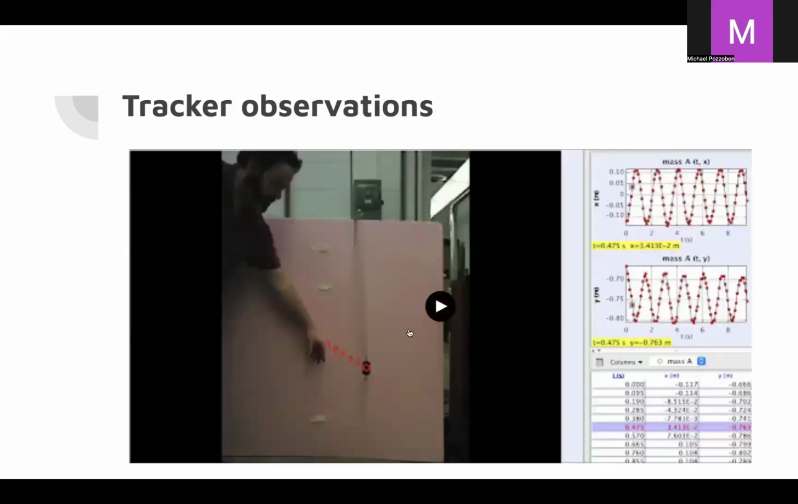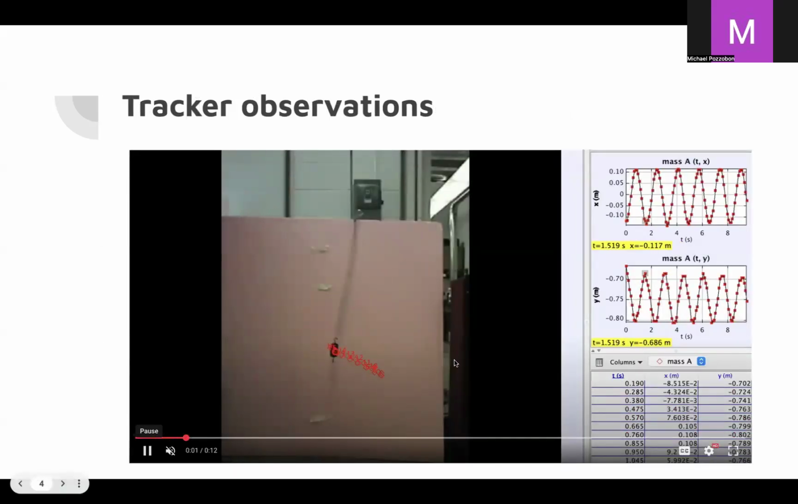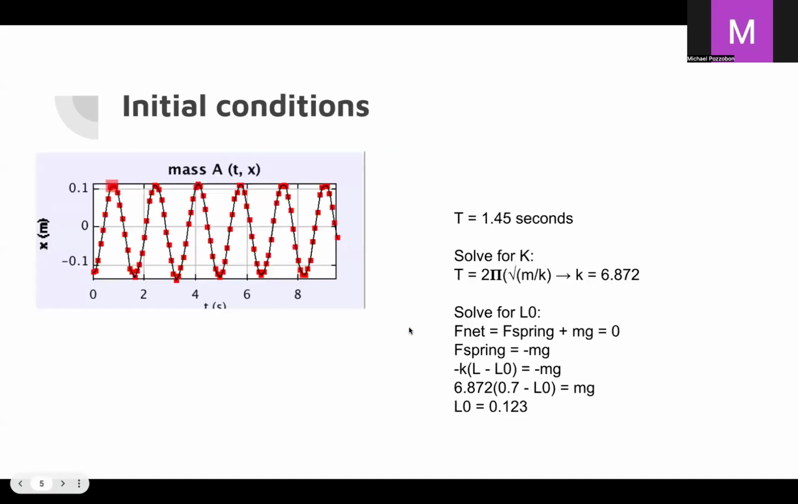Our Tracker observations were made through this video, which I feel like a lot of people did. Press the middle and track and got data of our X and Y position for this oscillating spring. The initial conditions using Tracker were T equals 1.45 seconds. Then we solved for K, which we got around 6.87, and then solved for L naught using this equation and got 0.123.